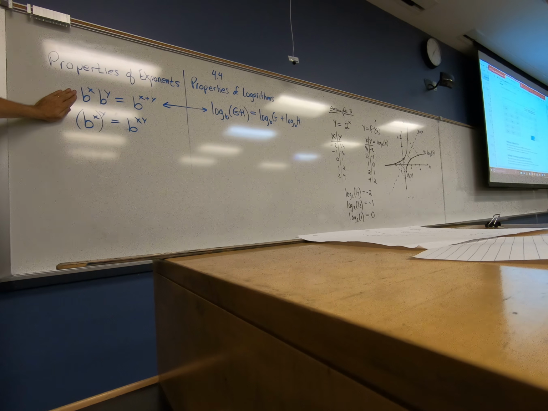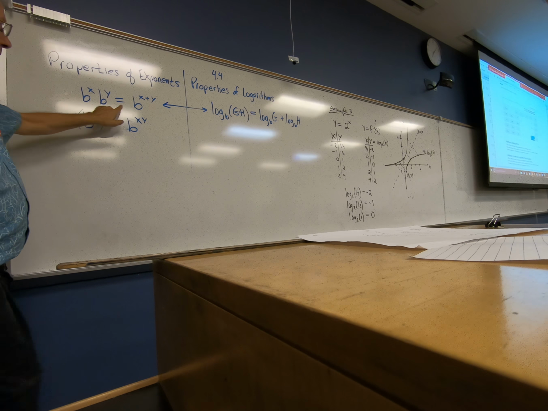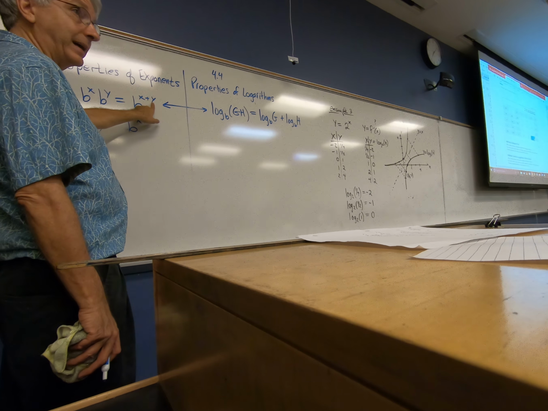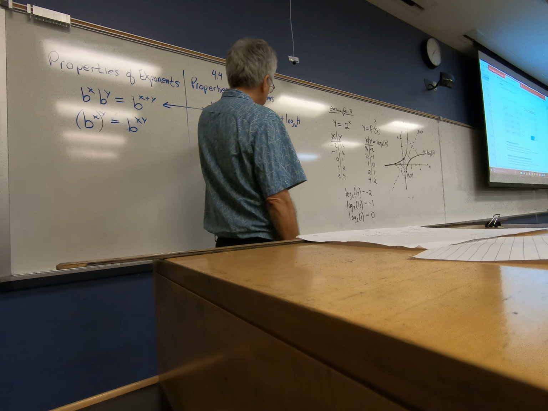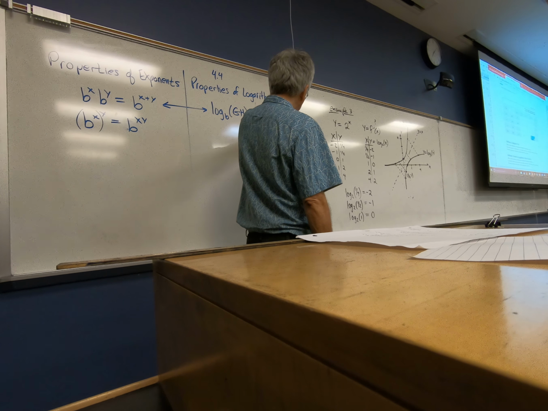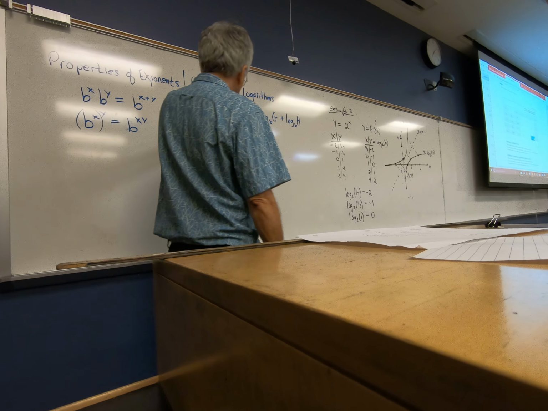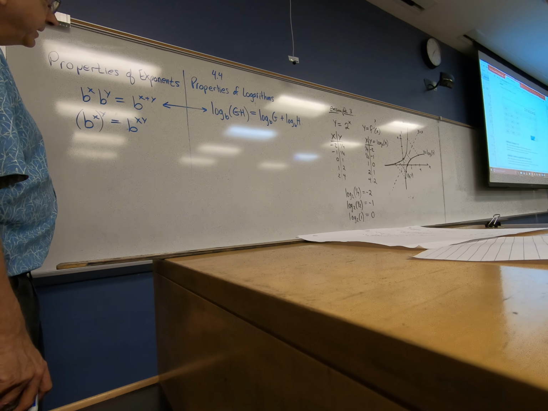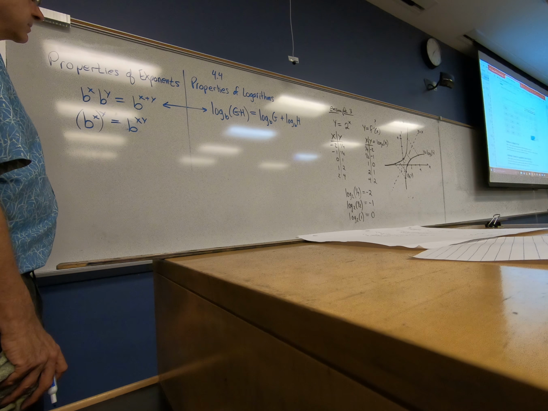So why? Well, a logarithm is an exponent. So when you're multiplying with a common base, and we do have a common base here, that's equivalent to adding the exponents. So the logarithm is an exponent. So this exponent plus that exponent is this exponent in a way. So let's prove this so we don't have to wonder about whether it's true or not. So here's a little proof.